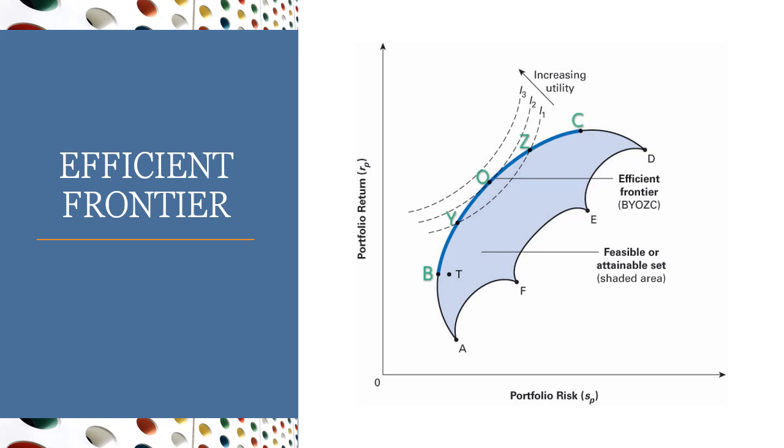Nevertheless, by holding portfolio O, the investor is better off than he or she would be holding portfolio Y or Z, although both portfolios also lie on the efficient frontier. You can see at point O, the investor's indifference curve is tangent to the efficient frontier. That is why portfolio O is an optimal portfolio that represents the highest level of satisfaction the investor can achieve given the available set of portfolios.